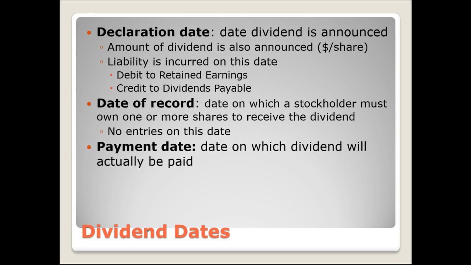The third date we care a lot about is the payment date. This is the date on which the dividend check is actually cut. The cash is actually spent. So when that happens, the company no longer has the liability to dividends payable because now it's actually fulfilling that liability. So it gets to clear that liability with a debit to dividends payable. And then obviously this costs them cash, so there'll be a credit to cash.